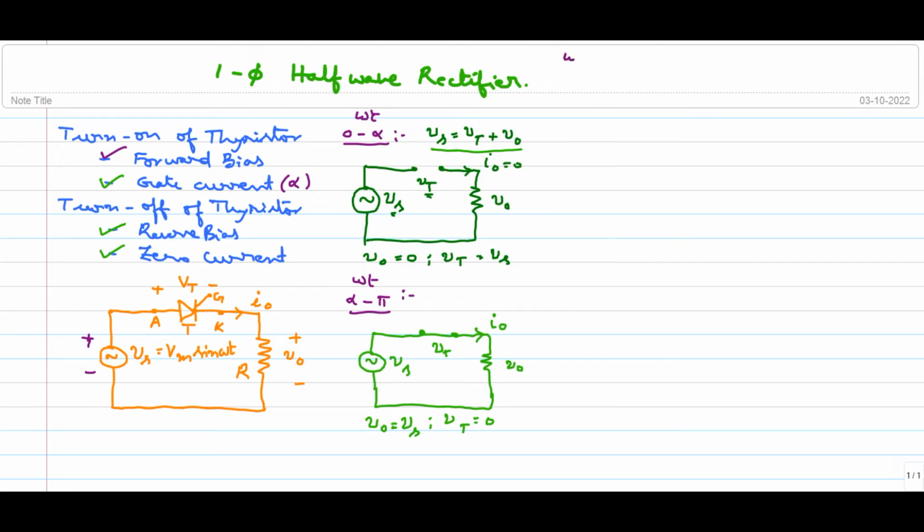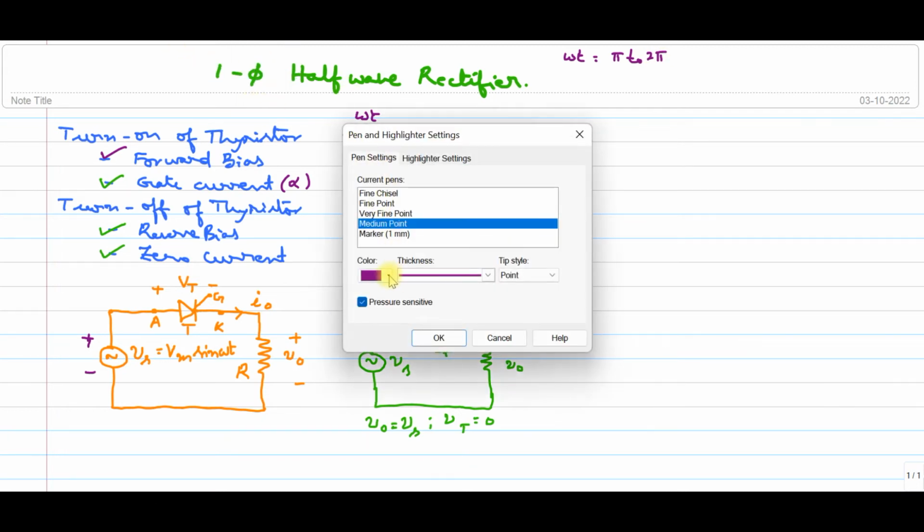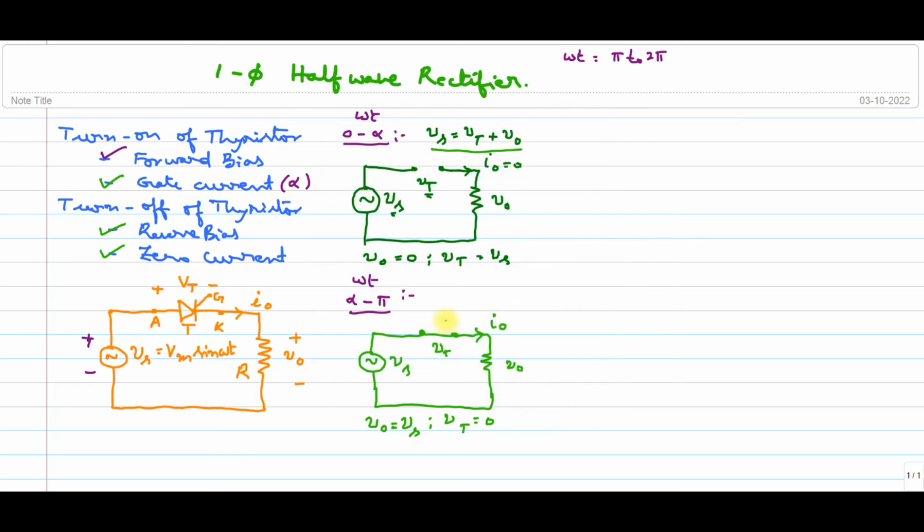Yes, for example, if omega t is equal to pi to 2 pi, what will happen? Omega t equal to pi to 2 pi. Now the circuit diagram will be like this. It is Vs and it is open circuited, and this is the resistance.